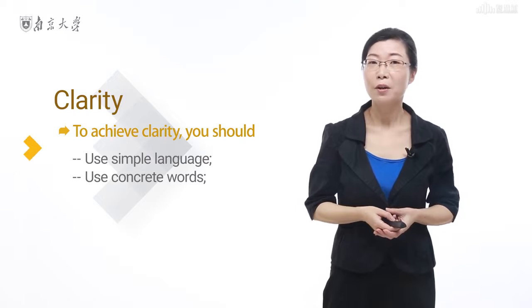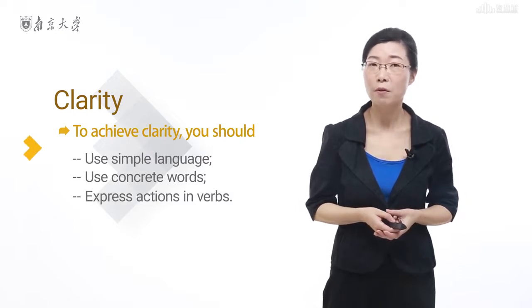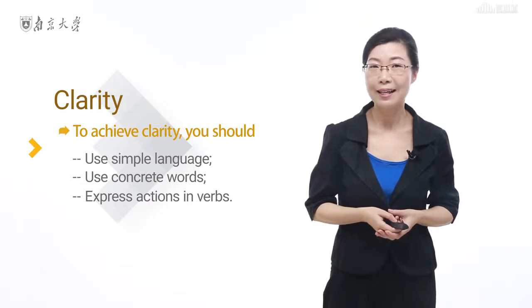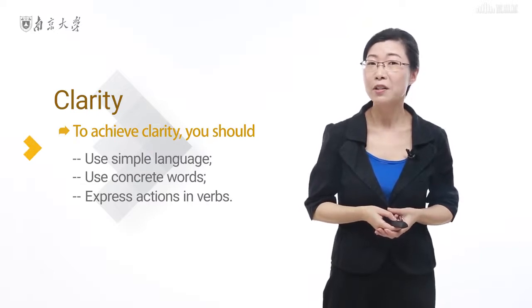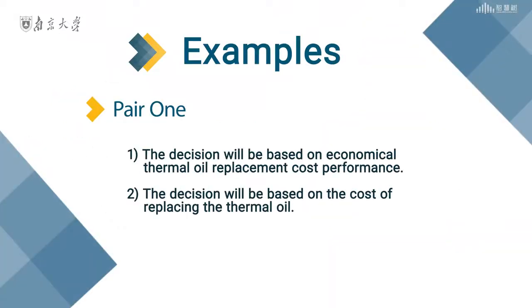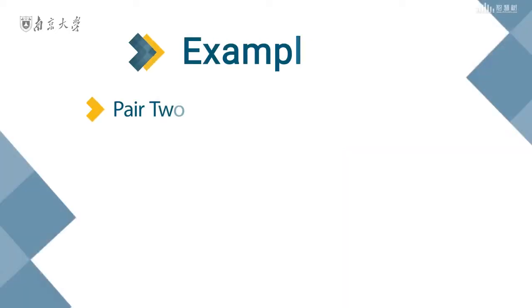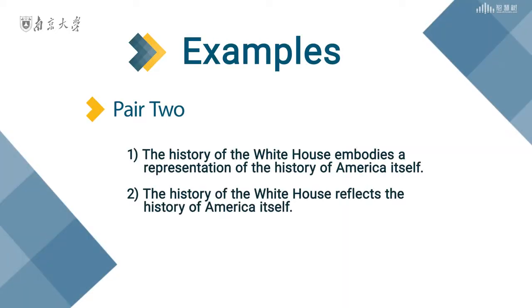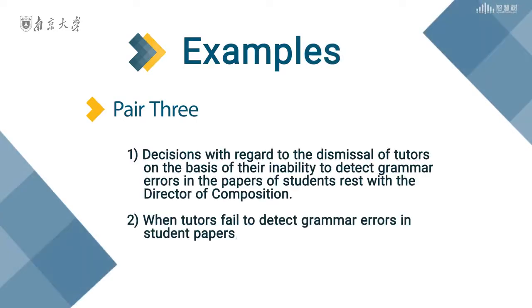Another principle to follow is to express actions in verbs. Many student writers prefer to use nouns when verbs can actually work better. Again, they believe such is a way to sound academic. But again, they are wrong. Excessive use of nouns in situations where verbs can do better may result in wordiness and confusion in logic. Now please pause the video to take a look at the following 3 pairs of sentences and judge which sentence in each pair is clearer in meaning.